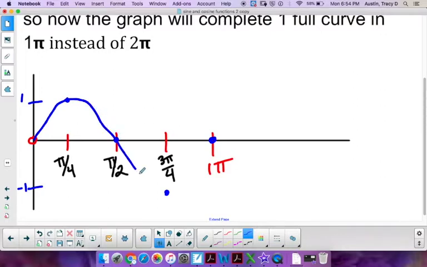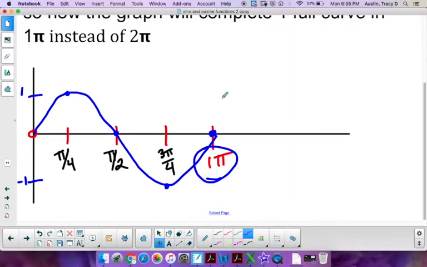It looks just the same as the graphs we did yesterday. It even technically looks the same as a normal sine graph. You'd have to look at the X values on your X axis to see that the graph has changed, because it's finishing at 1 pi instead of 2 pi. It means it got faster. Okay, so same thing as yesterday.